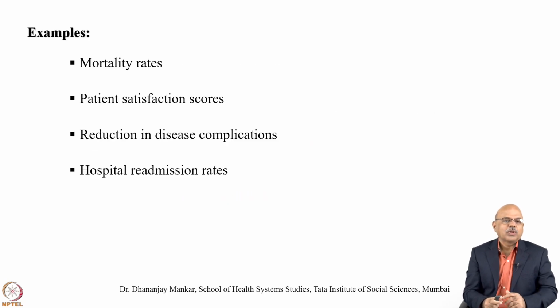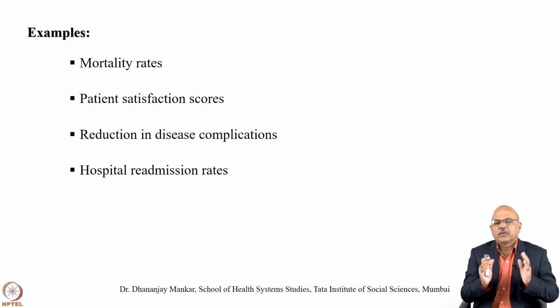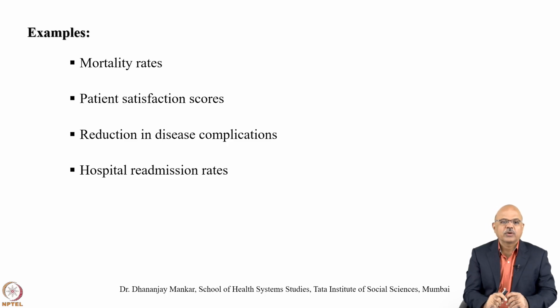The examples of the outcome can be counted in the mortality rate, which is very important to a hospital or a healthcare institution. The patient satisfaction scores, if they are good, then it is a very good part for you. If it is poor, then it is something you need to work on, like doing an RCA, that is a root cause analysis, to find out why the patient satisfaction score is low.